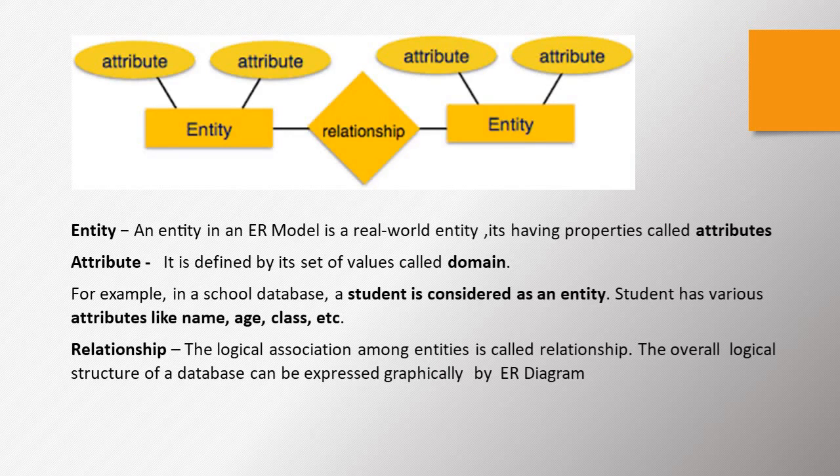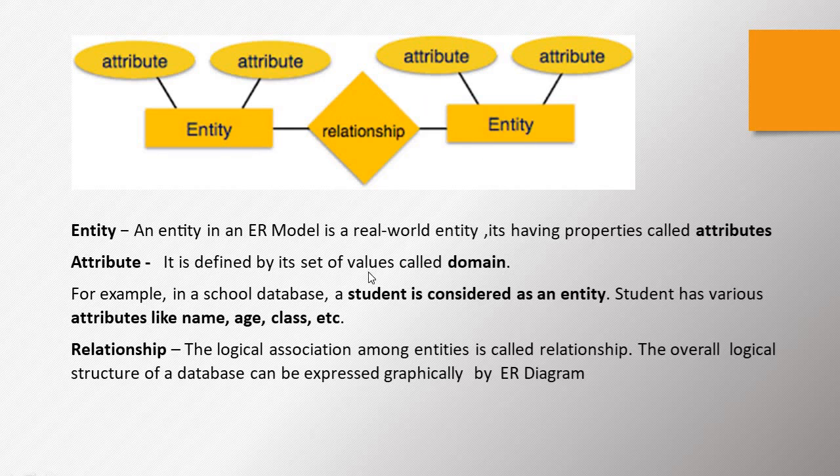This is a simple example. It contains entity and different attributes, and the relationship between the two entities is called as relationship finally. So here one example we can say a student database. Here the student is called as entity, and the student has different attributes like student name, age, class, etc. These are called as different attributes.